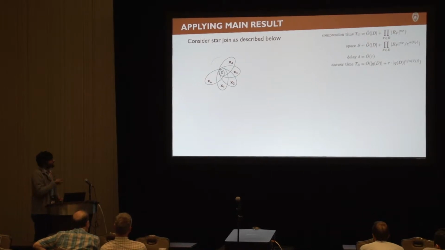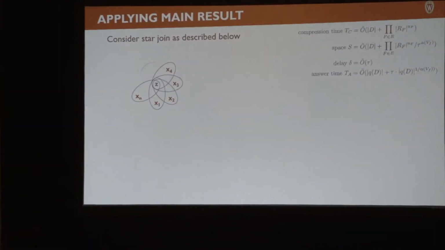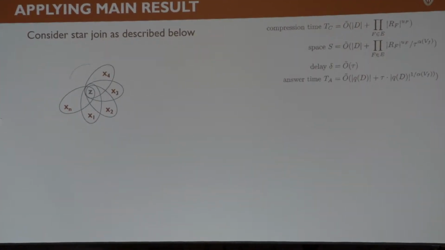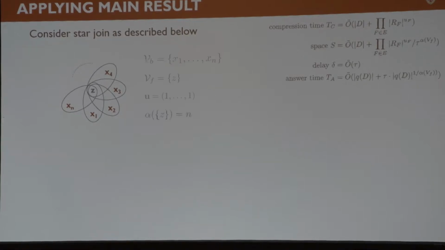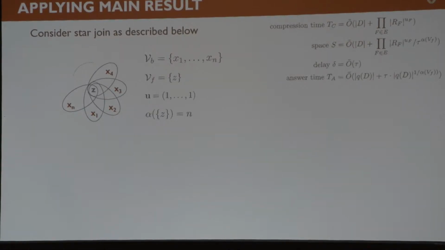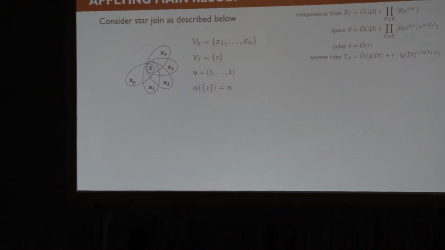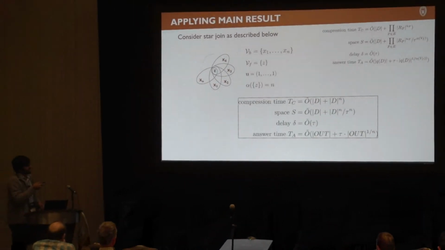So let's look at an application of the main result. So consider the star join query as shown here. All of my red variables are the bound variables. Z is my free variable. And I will use the fractional edge cover as an assignment of 1 to all of the hyperedges. And note that here the slack for the free variable is n, because if I scale down my fractional edge cover by this particular value, it becomes 1 over n, but it is still covering the free variable because it still sums to 1.